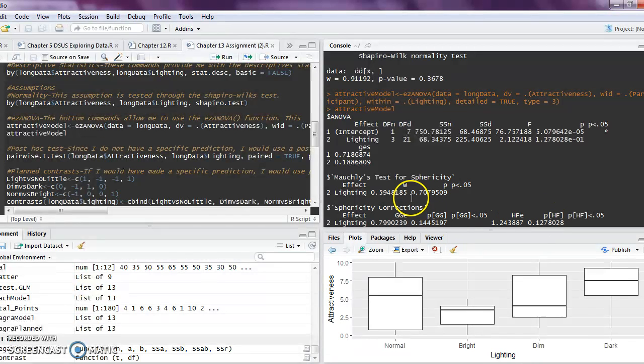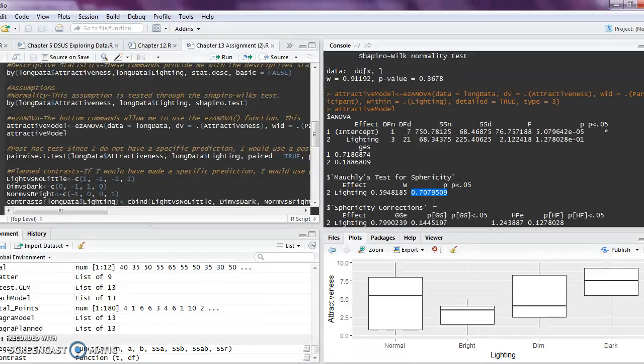Here, Mauchly's test is incorporated into the easy ANOVA function. So that's pretty sweet. What we see here for sphericity, looking at our p-value, is that we have actually met the assumption of sphericity, given that our p-value is greater than 0.05. Our p-value here is 0.707, so rounding up to 0.71, we have met sphericity.